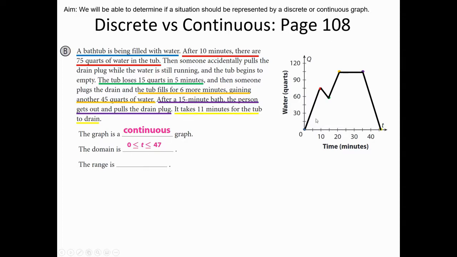Let's talk about the range. Range is up and down. It's the y value, or in this case, they give us a q. So think about it. The lowest point is obviously 0, right? But what's the highest point? Yeah, the highest point is at 105, where the tub got full. So q is between 0 and 105.